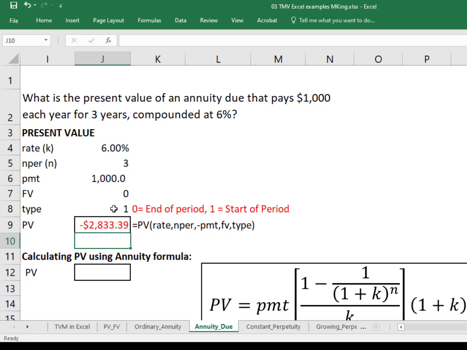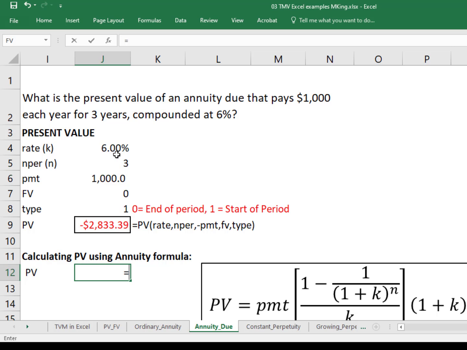You can see here that the present value is going to be slightly larger than it was for an ordinary annuity. Look what happens if we change this from start of period to end of period. We add a 0. You can see that the value will be 2,673. Whereas with start of period 1, you can see it's 2,833. That is because of this factor at the end, 1 plus k. Okay, let's try this again.